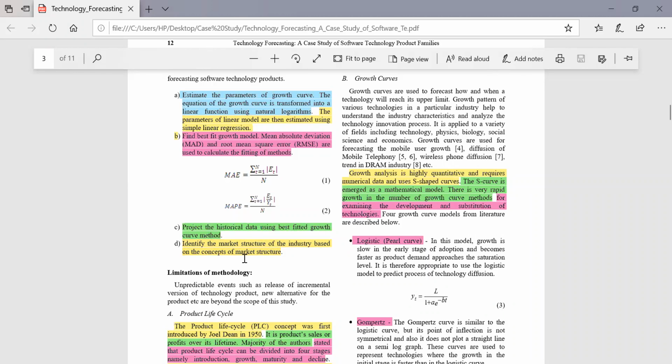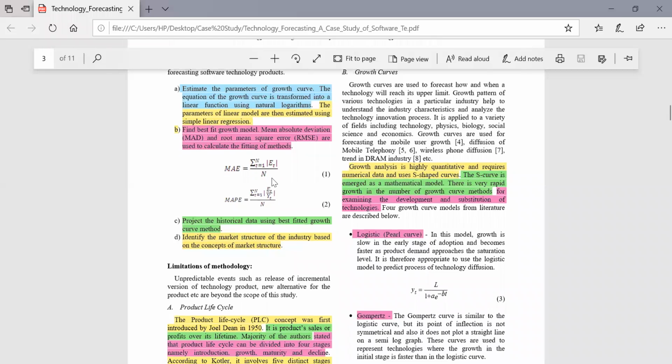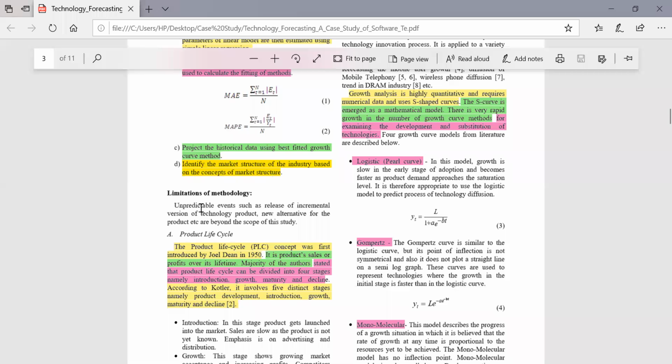But you have some limitations related to the methodology that has been followed. So what is the limitation? The unpredictable events such as release of incremental version of technology product, new alternative for the product, etc. are beyond the scope of this study. So in this methodology, they haven't considered two aspects. What are they? Such as release of incremental version of technology product.